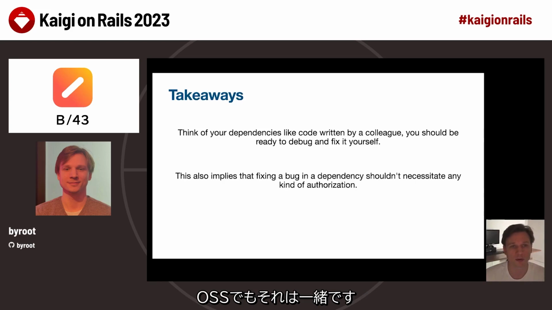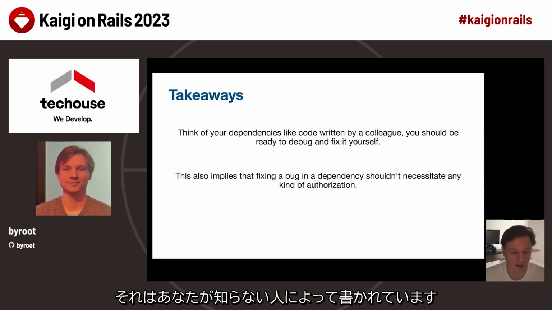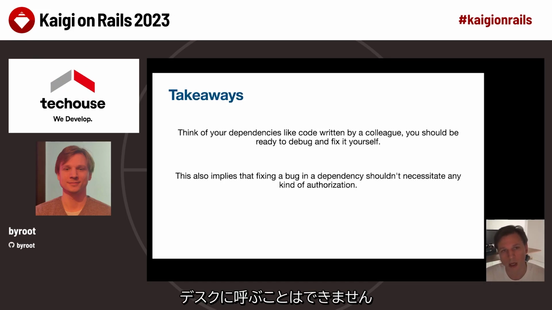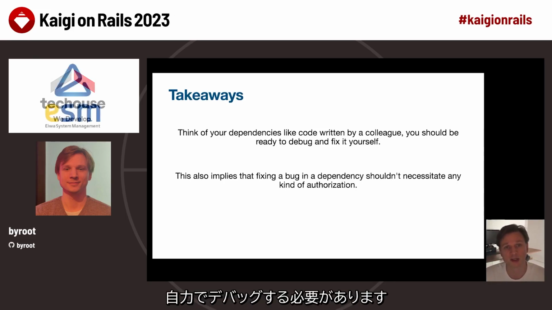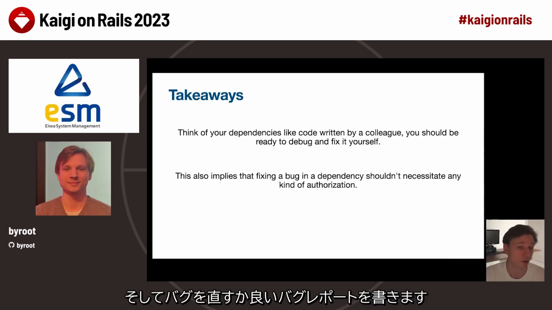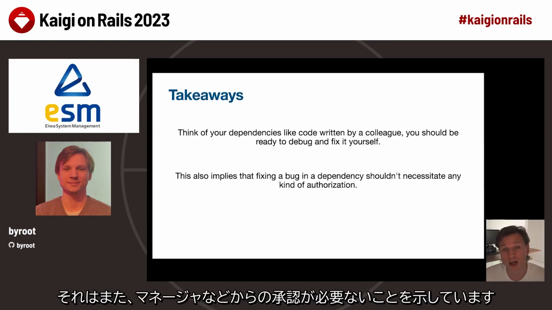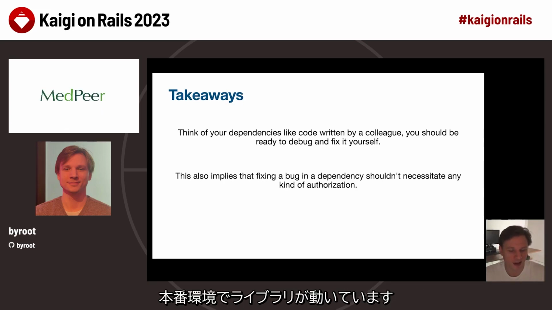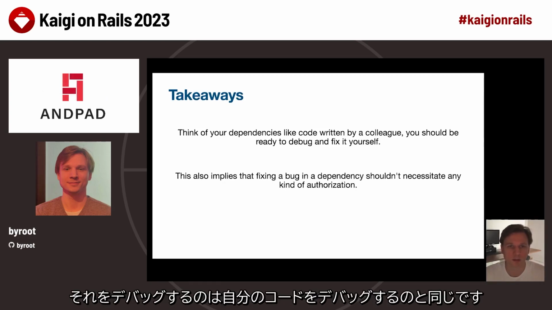And to me, open source and your dependencies are the same thing. They have been written by other contributors, other maintainers, but you should be able to debug it yourself and submit a fix, or at least a good bug report. That also implies that it shouldn't necessitate any kind of authorization from a manager or anything. If you're running a library in production, debugging it is just like debugging your own code.